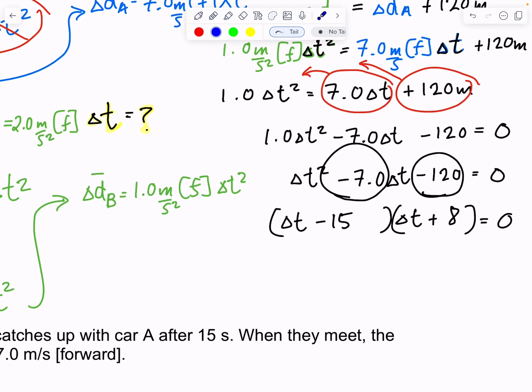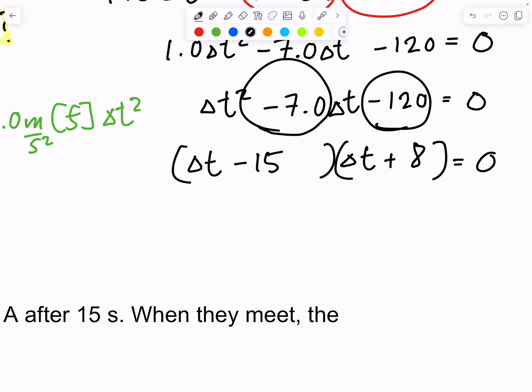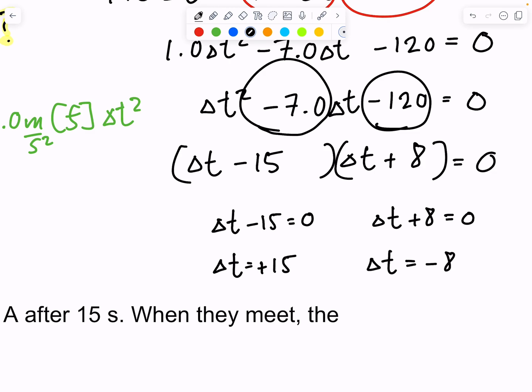So now we have two answers. We have delta t minus 15 equals 0, and delta t plus 8 equals 0. If we rearrange this, we end up with delta t equals positive 15 and delta t equals negative 8. One of these is our answer. Since we are trying to find the time at which they catch up to one another, we have to reject the negative. There's no such thing as negative time.